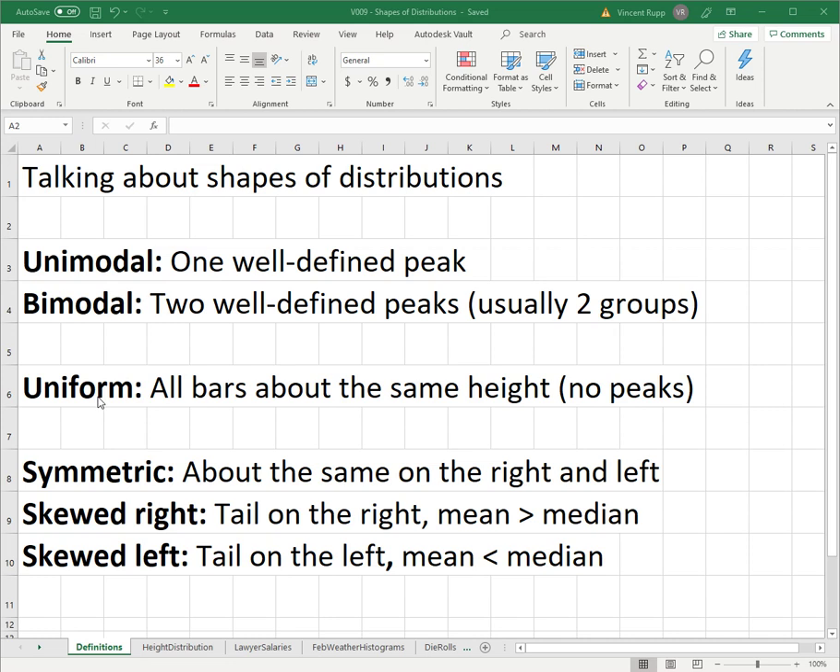And then in addition to that, we have whether something is symmetric or skewed. A symmetric distribution kind of looks about the same on the right and the left, whereas if it's skewed right, it has a tail towards the right, and the mean is greater than the median. If it's skewed left, the tail is on the left, where the mean would be less than the median. So let's go ahead and look at some examples of these.